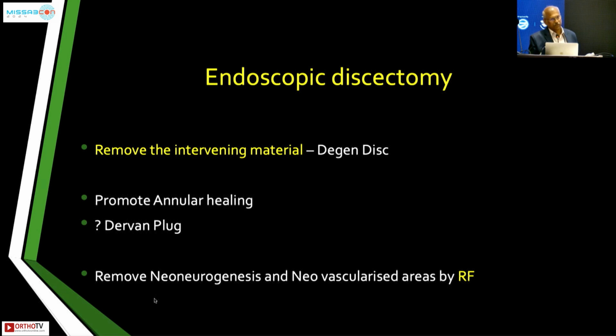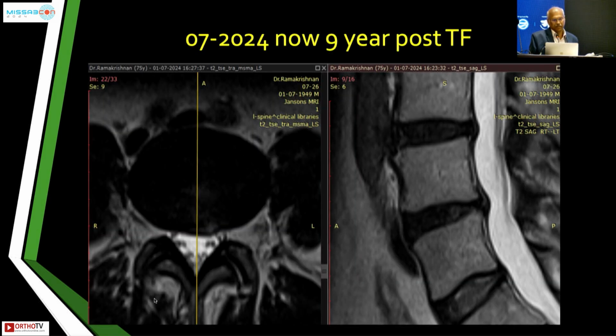What is the aim of doing this in such patients? Remove the intervening material in the annulus layers or fibers, which acts like a doorstop. As long as you do not remove the doorstop, you cannot close the door. As long as you do not close the door, the annular fibers will not come closer and start healing. So that is where transforaminal endoscopy comes in. We promote annular healing. You can also try a Dervan plug. You remove the neoneurogenesis and neovascular areas by RF. That gives the patient symptomatic relief.